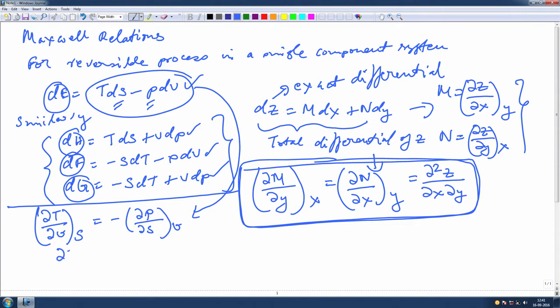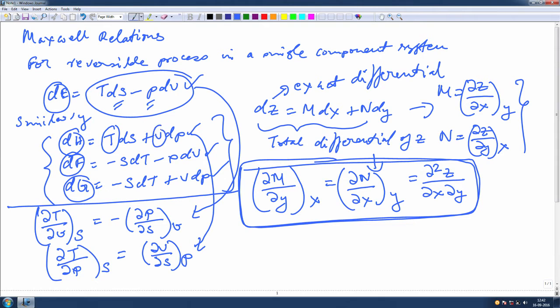Similarly, you can write dT by dP at constant S is equal to dV by dS at constant P. That is the second relation that you can get out of this. You just have to assume that this is your M, this is your N, and then correspondingly apply this particular form. Then you will get these relationships.